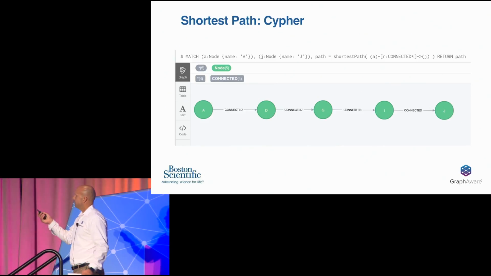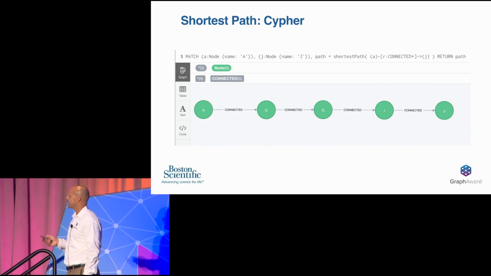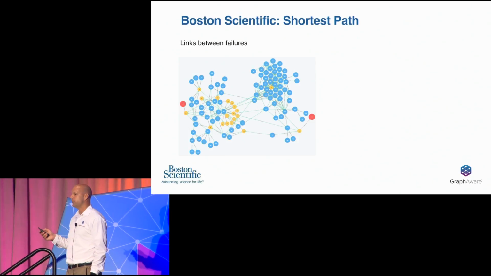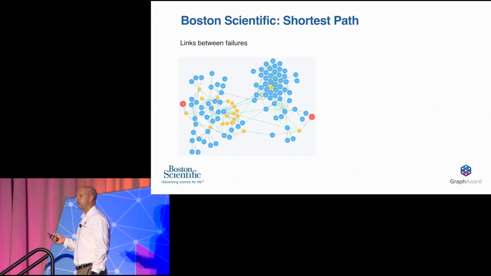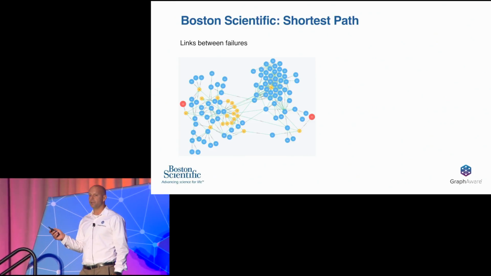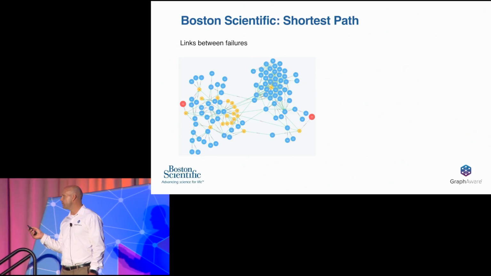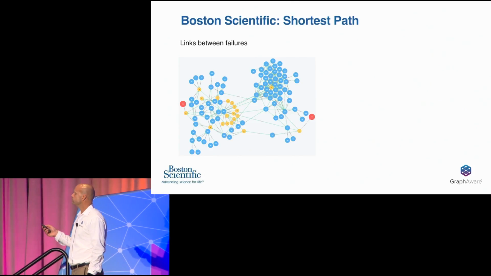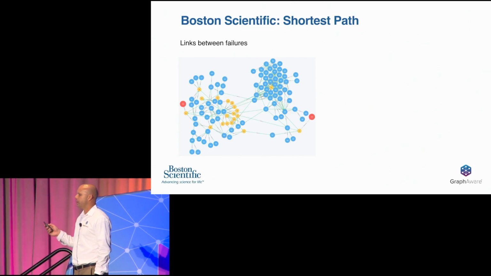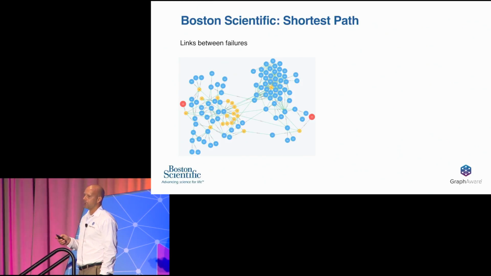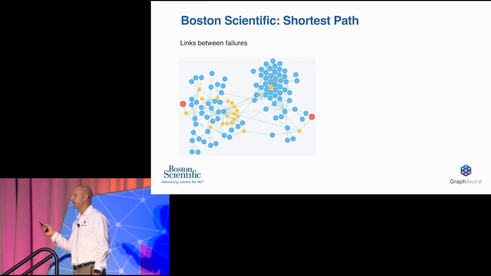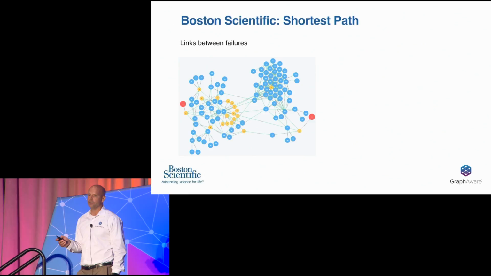So Boston Scientific is using simple Cypher statements like this to find links between failures. In this graph, we've got two failures represented by the red nodes and a small amount of data between the two failures. And even though it's a small amount of data, it's just enough to make it complicated to figure out what is common between these two failures.